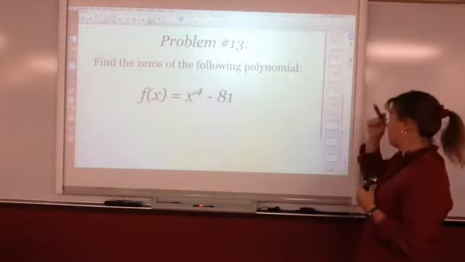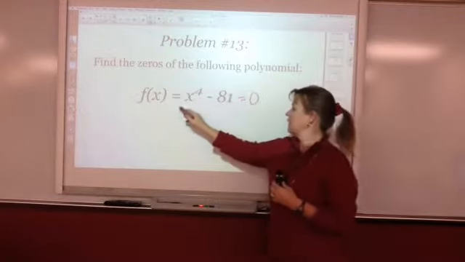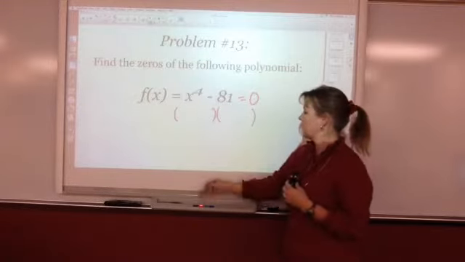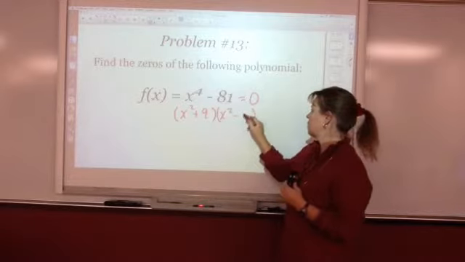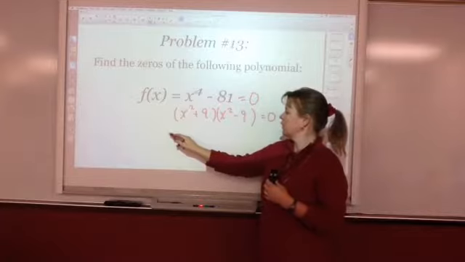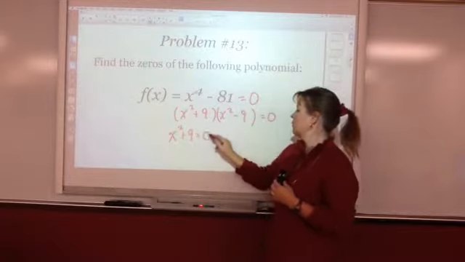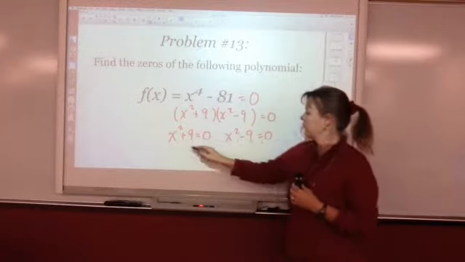Alright, 4 problems left. Find the zeros of this one. Because this is an even number, you can still consider this a difference of 2 squares. X squared plus 9, x squared minus 9. Solve each one of these. X squared plus 9 equals 0. X squared minus 9 equals 0.